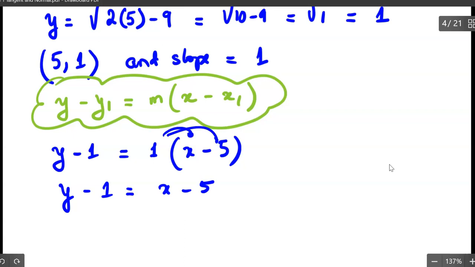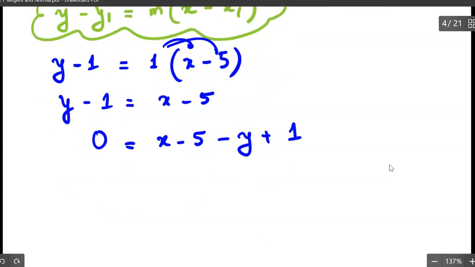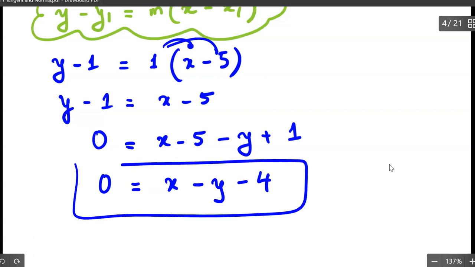Now I'm moving everything over to one side so that I can have the equation in general form. In this case, I will put 0 here and move this over to the side. So in the end I have 0 equal to x minus y minus 4. So this is the equation in general form.